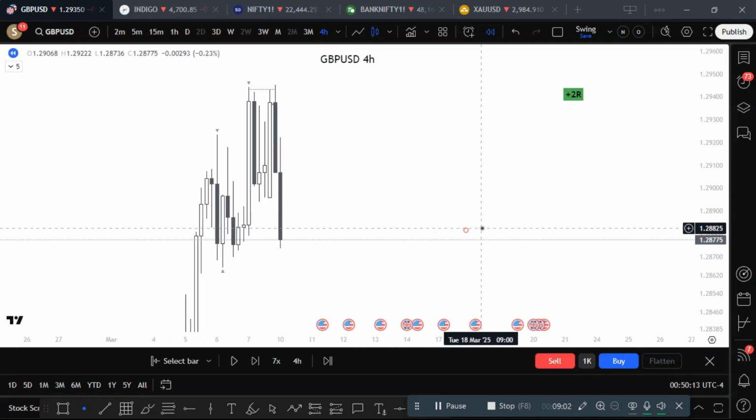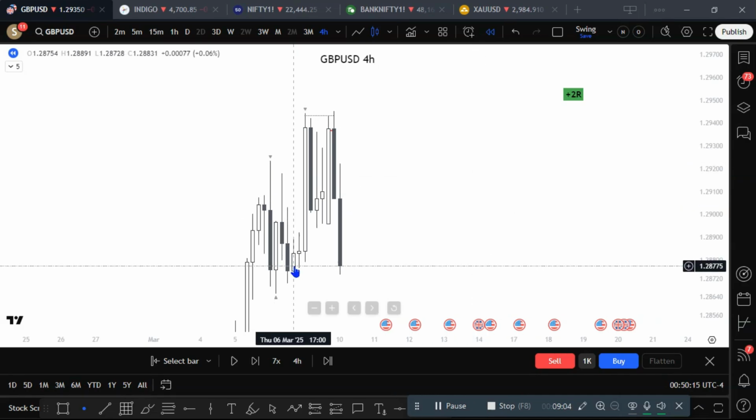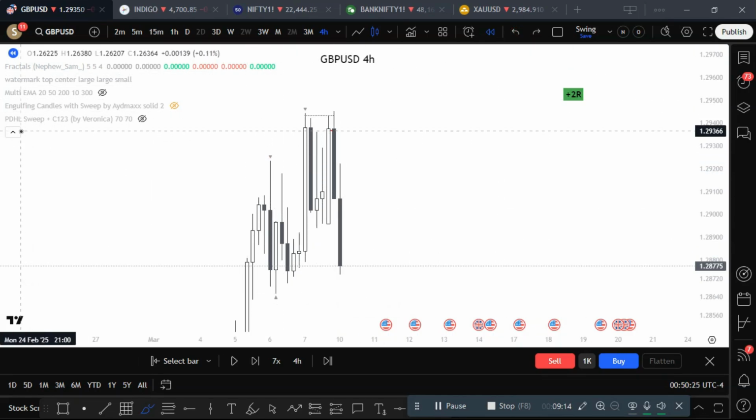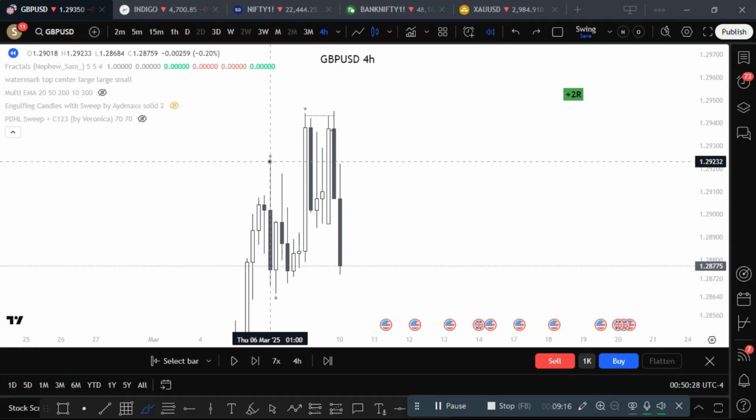Now this is our again 4-hour chart. We have our fractals. Where are our fractals? Fractal means simply this indicator. These arrows are fractals. What are they showing you? They are showing you liquidity. The reason to use this indicator is so you don't need to find manually the liquidity, and you will get the proper swing high and lows. That's why please use this indicator, fractals.